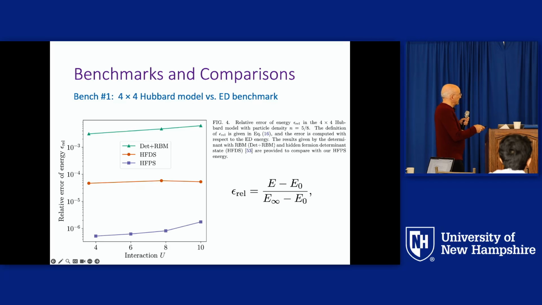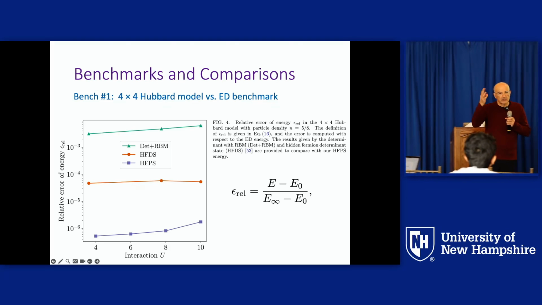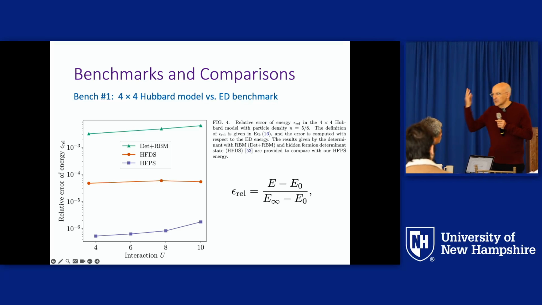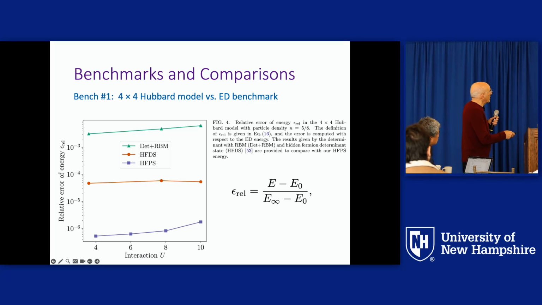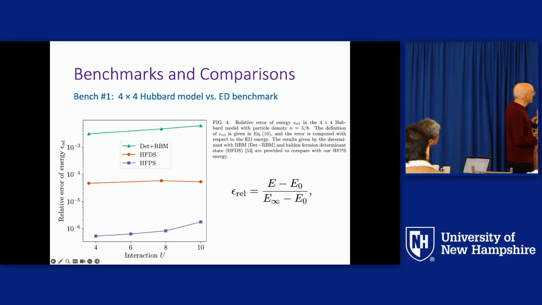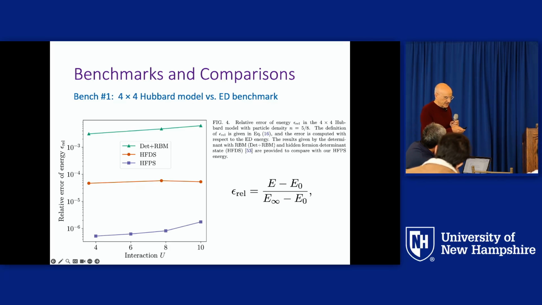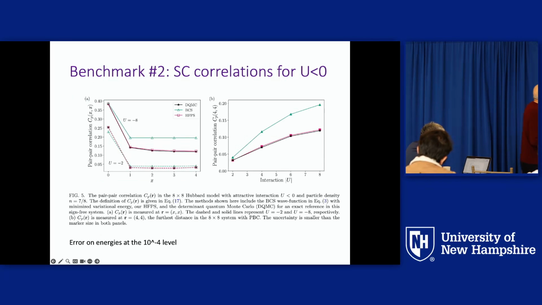And you see this is a determinant state with a restricted Boltzmann machine from, say, the older papers from Yusuke Nomura 10 years ago. This is our old school hidden fermion determinantal state, which brought the relative error to about 10 to the minus 4. And with the hidden fermion Pfaffian state, we go down to less than 10 to the minus 6. So I guess that partly answers your question, okay? So this is good: 10 to the minus 6 for this very simple benchmark example.